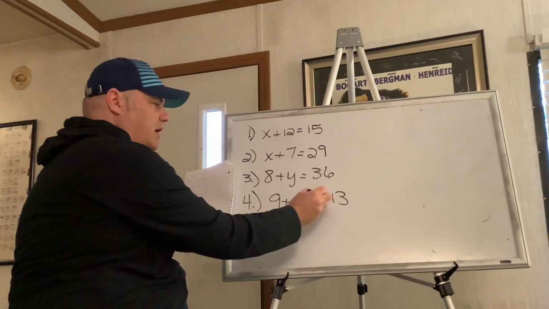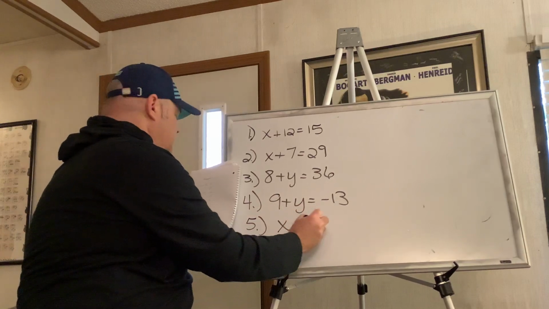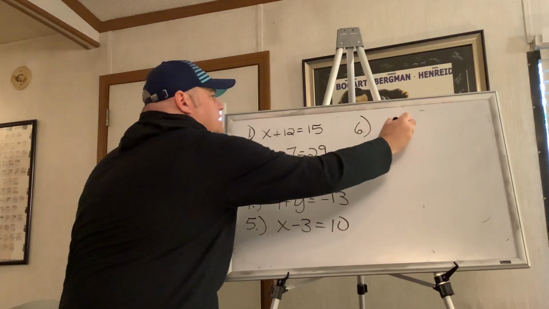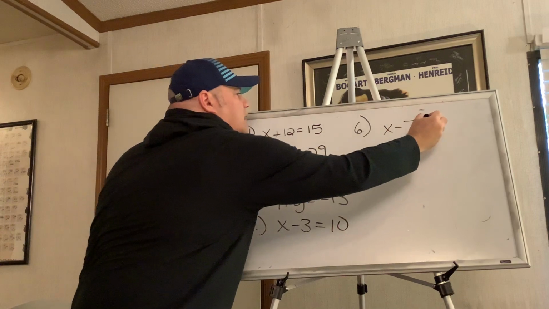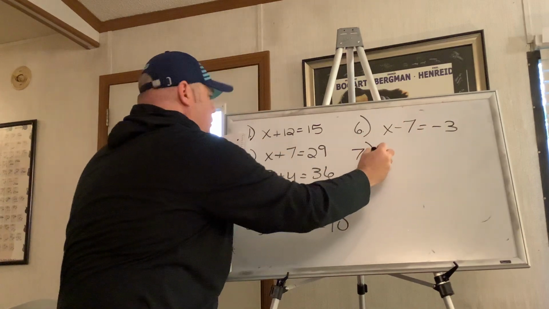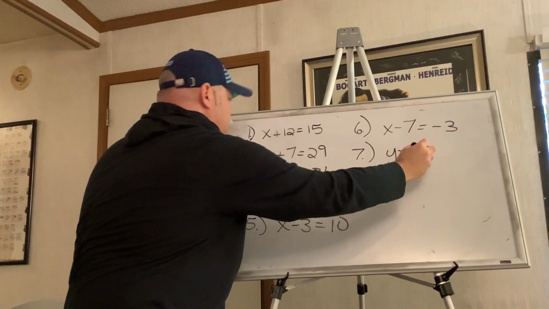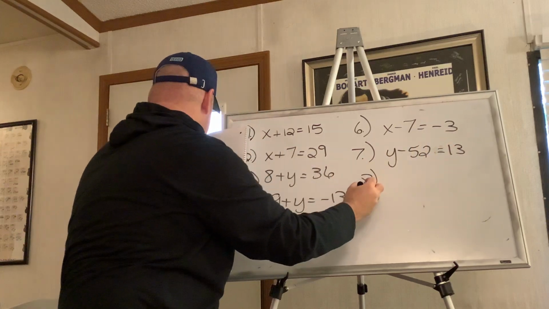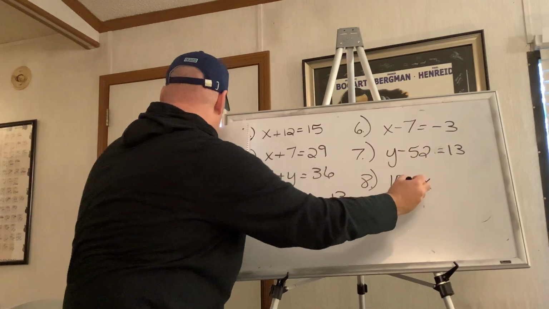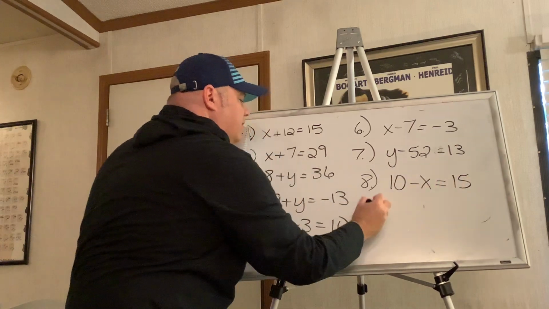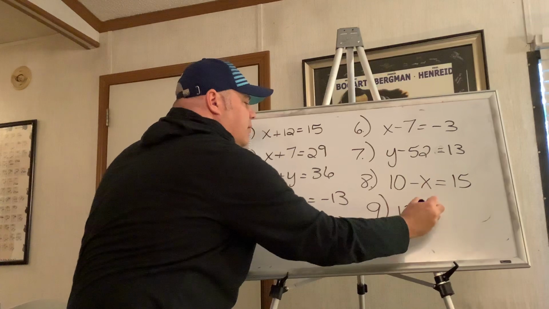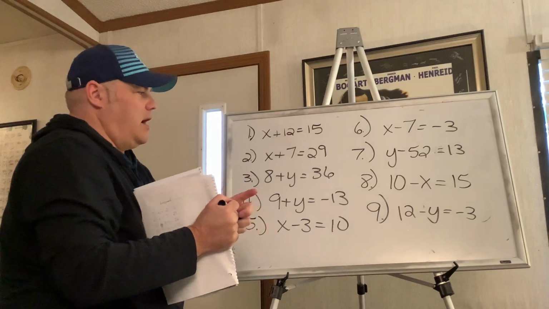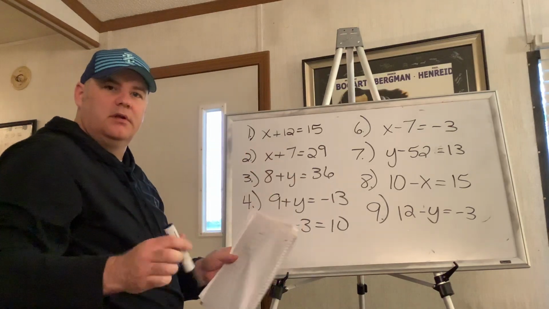Okay, so 9 plus y equals negative 13. And we've got some subtraction ones here. x minus 3 is 10. x minus 7 is negative 3. y minus 52 is 13. That's an equal sign. 10 minus x. Here's a few that are going to end up with that negative variable, so I put a few of those on here at the end. 12 minus y is negative 3. Okay, go through those, and then we'll keep building tomorrow, okay?